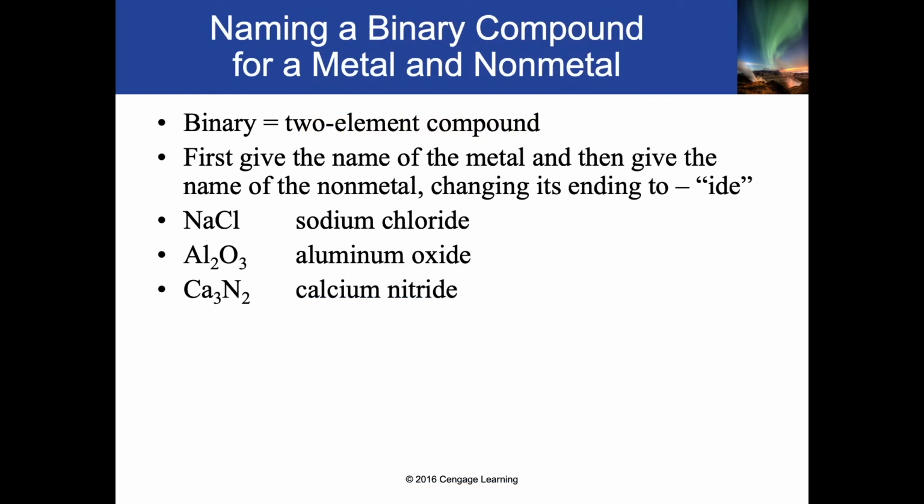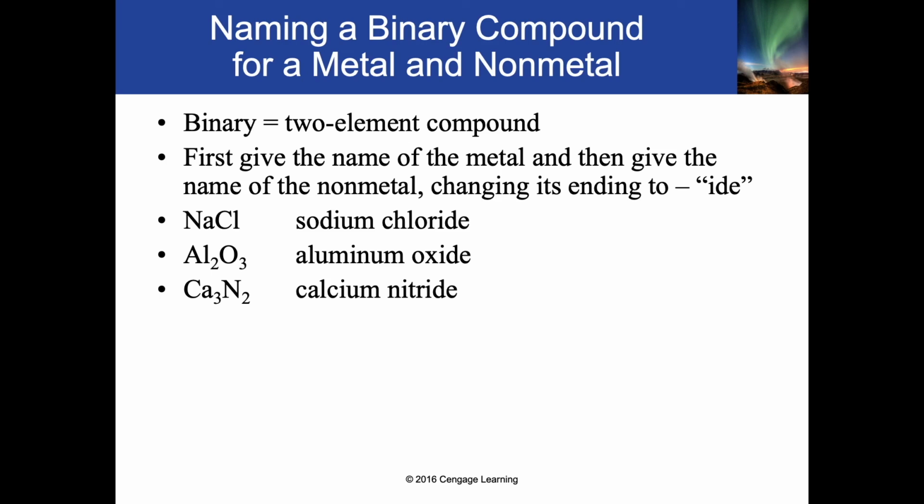Anyway, there are these things called binary compounds. Very simply, what is a binary compound? Bi means two. When you have a binary compound, things like sodium chloride have two elements in it. That's a binary compound. Aluminum oxide, two elements. Calcium nitride, also two elements. Those are called binary compounds.